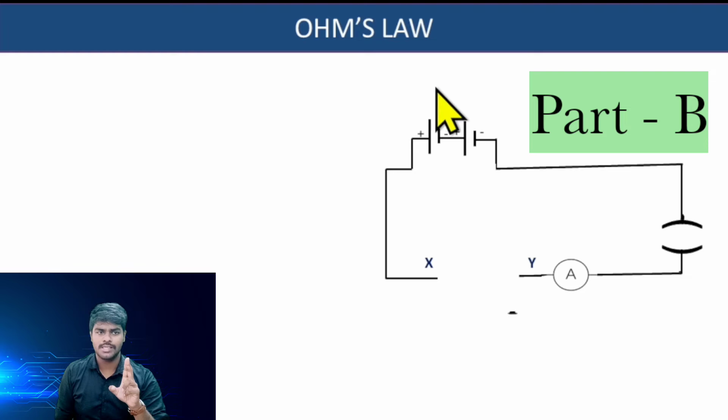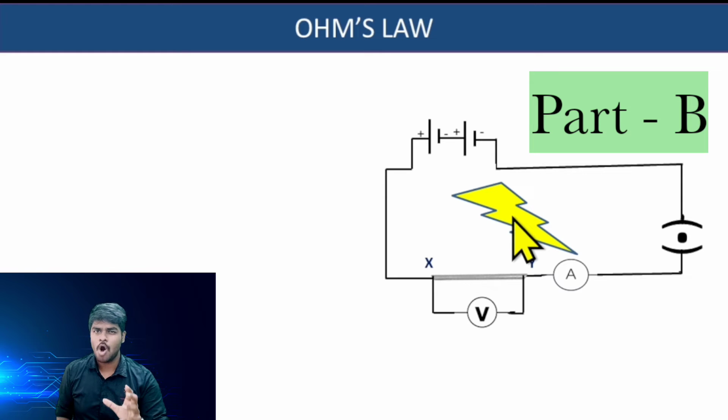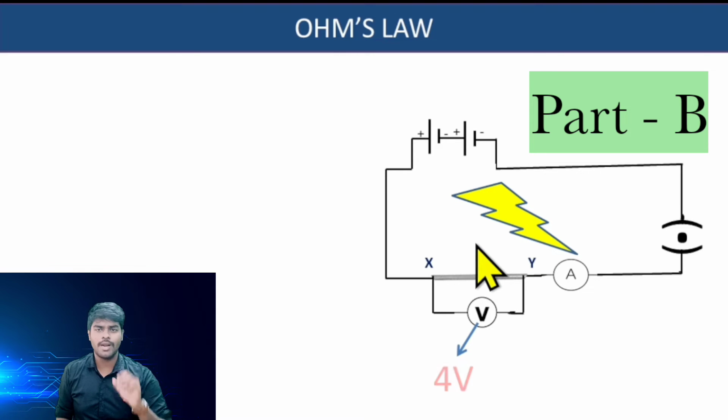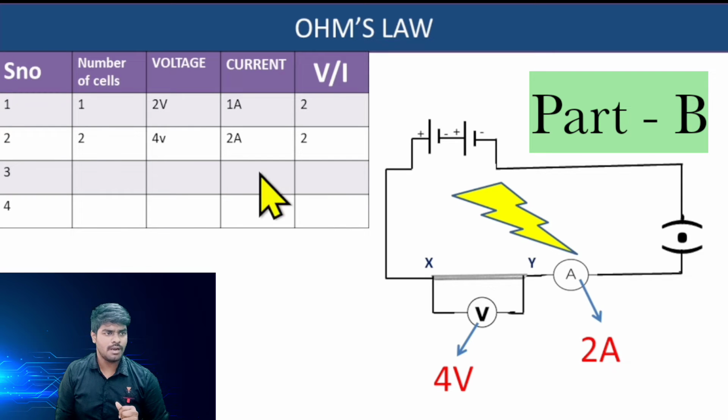In part B we have 2 cells, right? We connected 2 cells, nichrome wire, and voltmeter. Now switch on the current. The current is flowing in the circuit. Can you guess how much the voltmeter and ammeter readings are? The voltmeter reading is 4 volt. Observe clearly, the voltmeter reading is 4 volt and the ammeter reading is 2 ampere. This is the table. In part B, we connected 2 cells. Voltmeter reading is 4 volt, ammeter reading is 2 ampere.